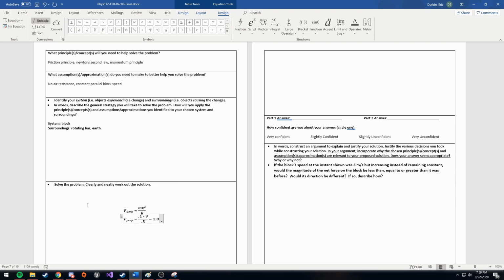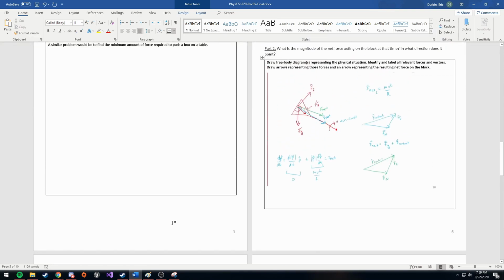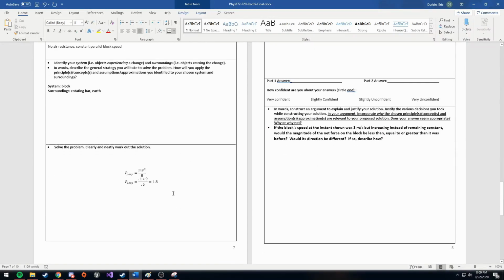Right, I'm dumb. Okay, so 1.8, that is the magnitude of the force, and the direction of it is in towards the center. 1.8 newtons.